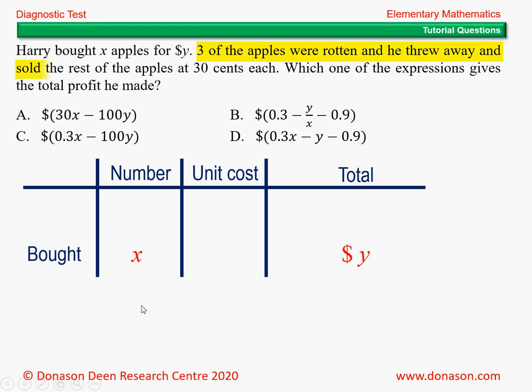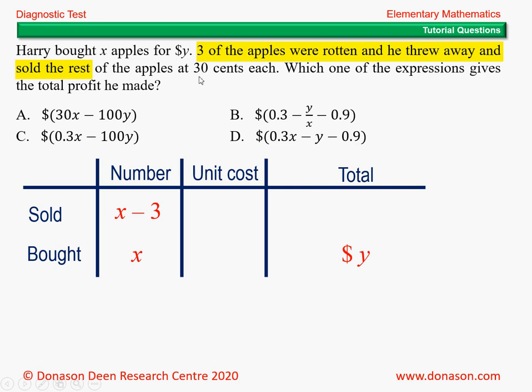And 3 of the apples were thrown away because they were rotten. Of course, he bought X apples and he threw away 3 of them. So what he will be selling is the balance, okay? So for X, you've got to subtract away 3. So X minus 3 apples is what he is going to sell.